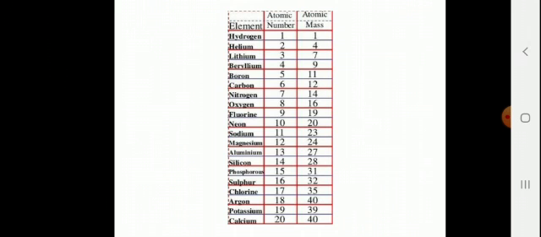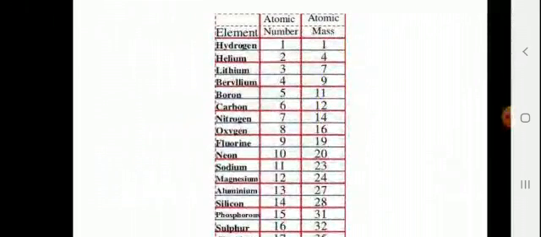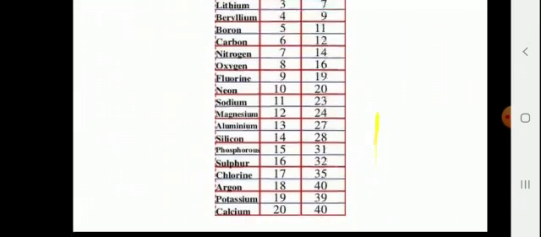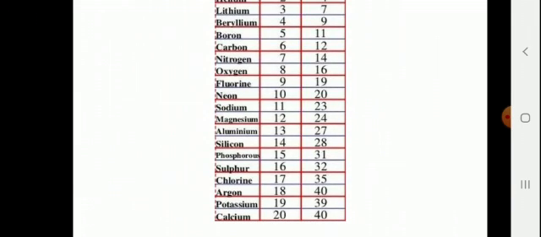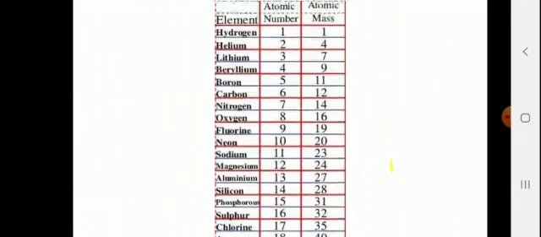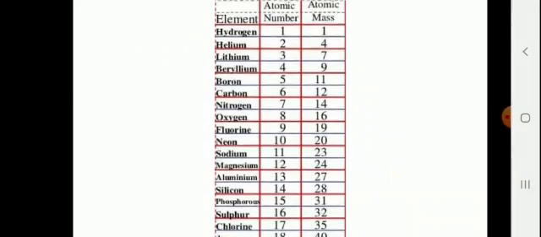This table shows element, atomic number and atomic mass. Let us see hydrogen. Hydrogen has atomic number 1, atomic mass 1. Means 1 proton is present. Mass of electron is negligible as compared to mass of proton. Helium atomic number 2 and mass number 4. Lithium atomic number is 3, mass number is 7. Likewise, the elements are listed here and their atomic mass number and atomic number is shown here. You can draw this table in science copy.